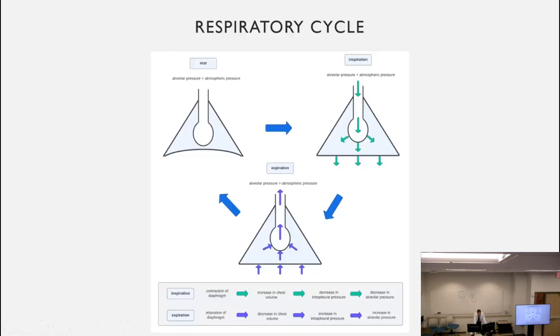Now, notice what is happening here. Respiration is a cycle. We study the cardiac cycle in cardio, systole, diastole. Here we have a cycle, inspiration, expiration. How do we produce that? This is exactly the same diagram we saw before. Pressure here is negative compared to this pressure. Pleural pressure is negative compared to alveolar pressure. Pressure in the alveoli is the same as atmospheric pressure. Notice that at rest, the alveolar pressure equals the atmospheric pressure. That's why air doesn't move.